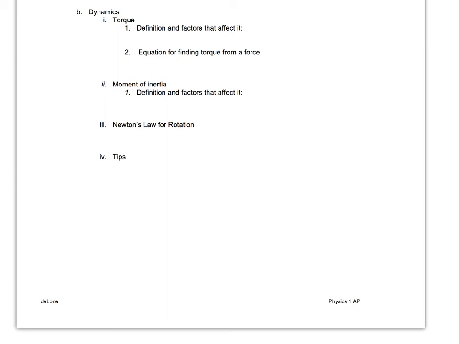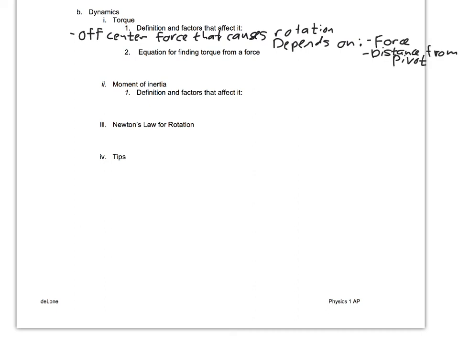All right, so moving on here to dynamics, and starting with torque. Torque is an off-center force that causes rotation. The following factors are going to affect the amount of torque: the amount of force we have, the distance from the pivot, and the angle between the force and that radial distance, that distance from the pivot to where the force is exerted. And it's maximized when the angle between them is 90 degrees. Equation-wise, torque can be found with this equation: torque equals r F sine theta, where again that theta is the angle between the force and that radial distance.